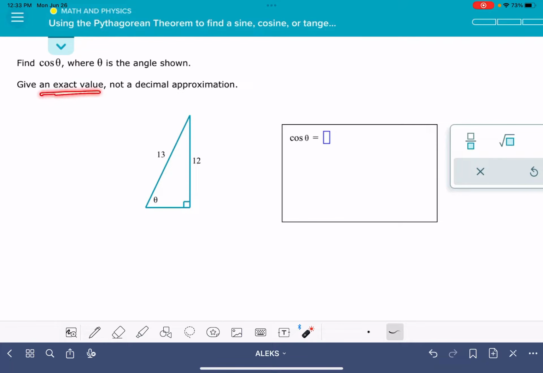And notice that it says to give an exact value, not a decimal approximation. That means that it wants this in terms of a fraction, not a decimal. There's two things that we're going to have to remember in order to solve this problem.